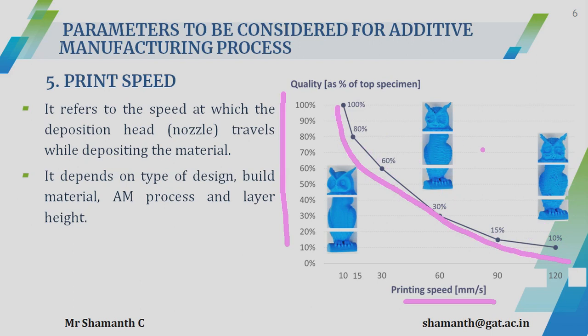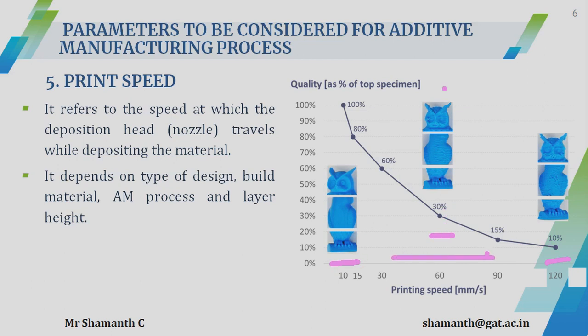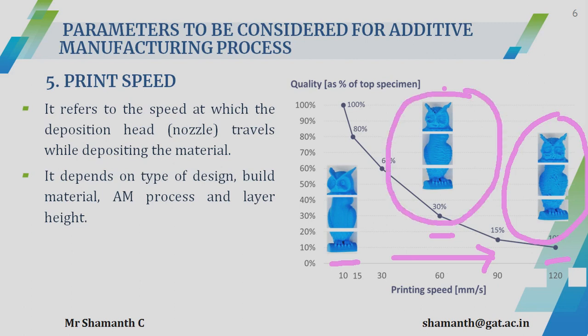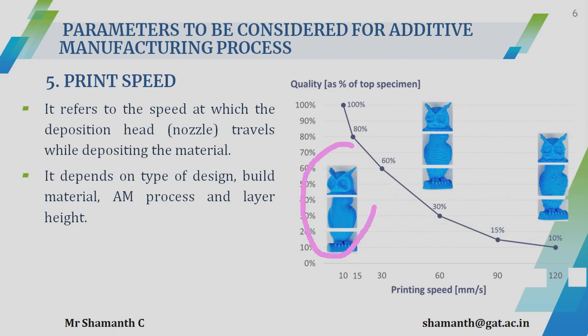There are three parts which have been printed at different printing speeds. The first one is printed at 10 to 15 mm per second as the printing speed. The second one is printed at 60 mm per second, and the last one is printed at 120 mm per second. So here, as the printing speed increases, the quality decreases. You can see the quality is very poor here, and in this particular model you have average quality. But if you want a very good product, then you have to choose a lower printing speed, and that is when you get a good surface finish.